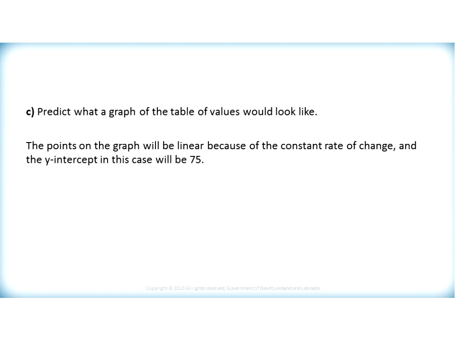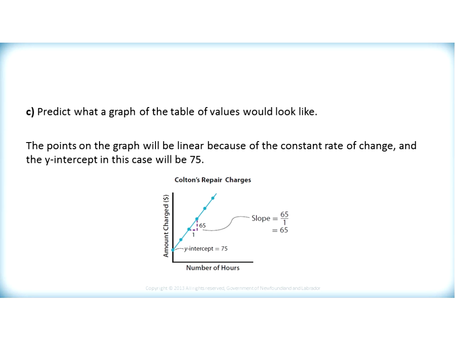The points on the graph will be linear because we have a constant rate of change. In other words, if you recall from our previous lesson, the constant rate of change is a slope. And the y-intercept, in this case, unlike in our last lesson, is not going to go through (0, 0). In this case, it's going to be 75. So our graph is going to look like this. We have a y-intercept of 75, and we have a slope, a constant rate of change, of $65 an hour, or 65.